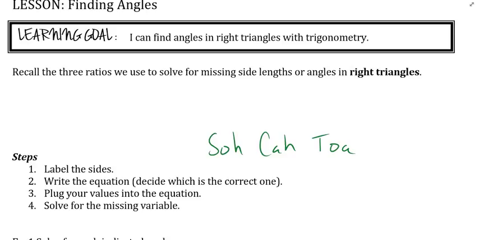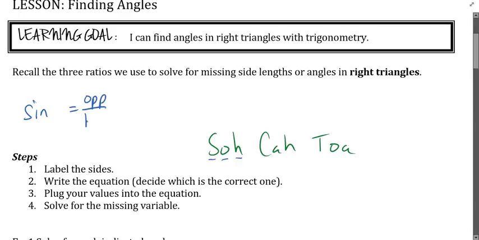Who wants to give me one? Adam. Give me one of those three formulas. Okay, so the first one. Sin is opposite over hypotenuse. Nice. So opposite over hypotenuse, and the S is the sine.